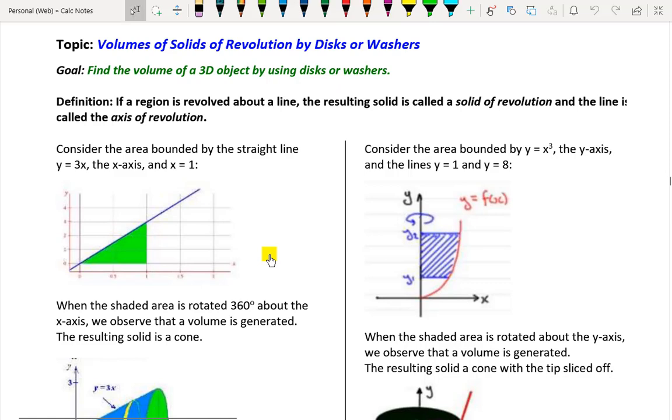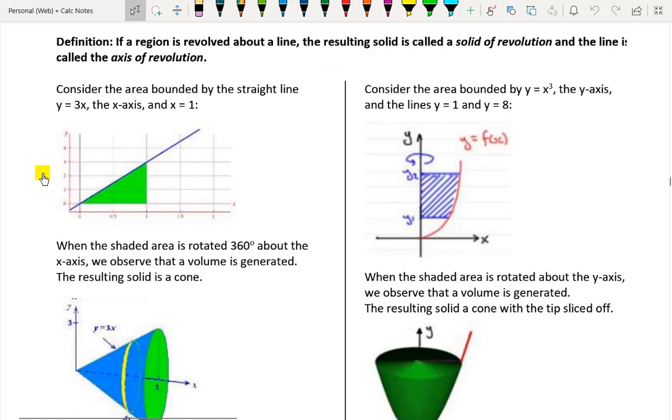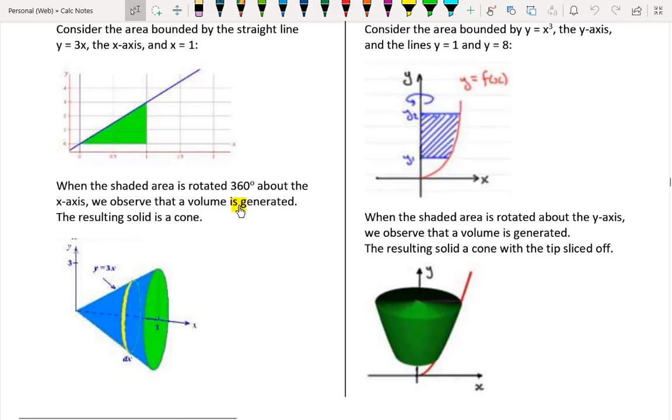So when we look at this function here, this is the function y equals 3x. And if we were to graph that and shade it in, we could find the area under this very easily. But now what we want to do is take this line and rotate it around the x-axis. If you look down here on the bottom, you've got this function that's coming out from 0 to 1, and then you're going to rotate it around the x-axis this way.